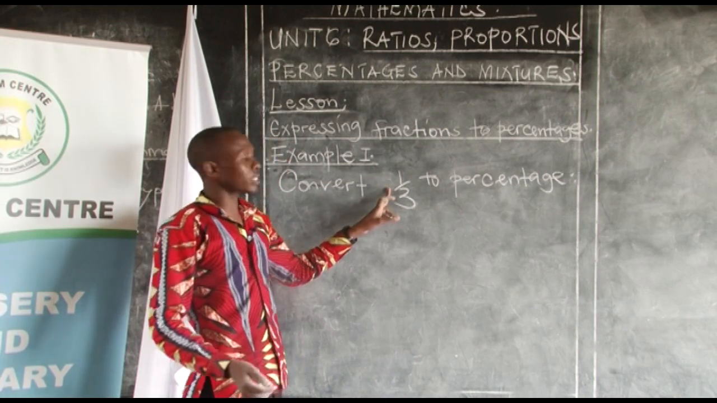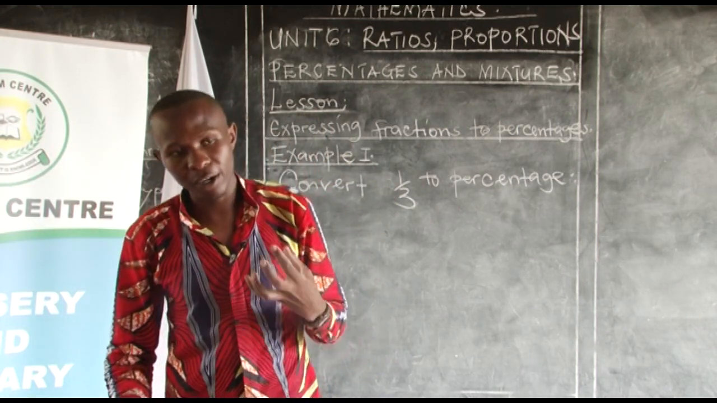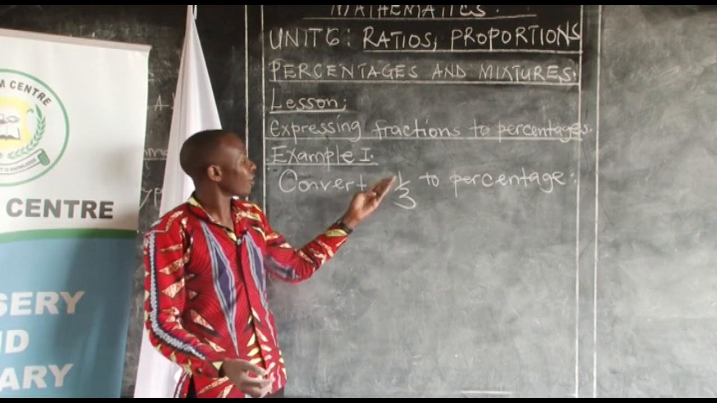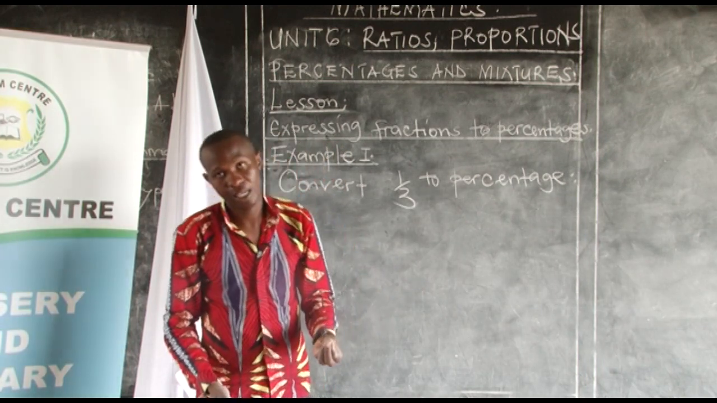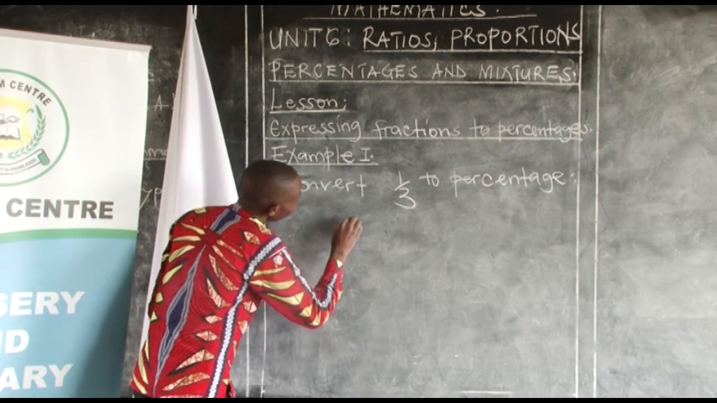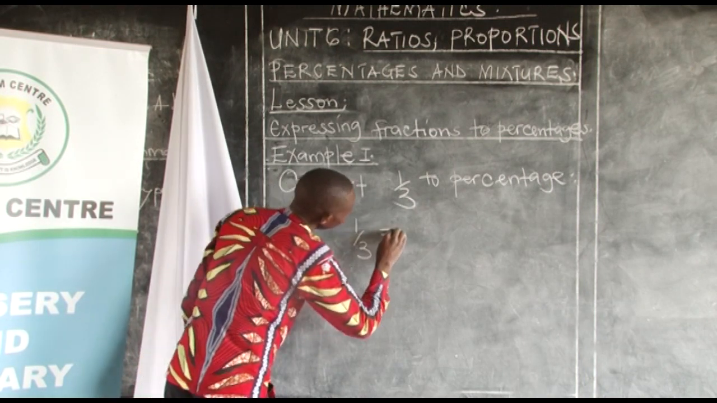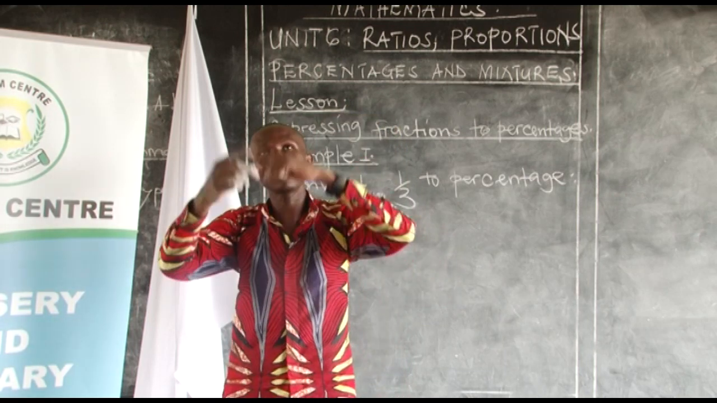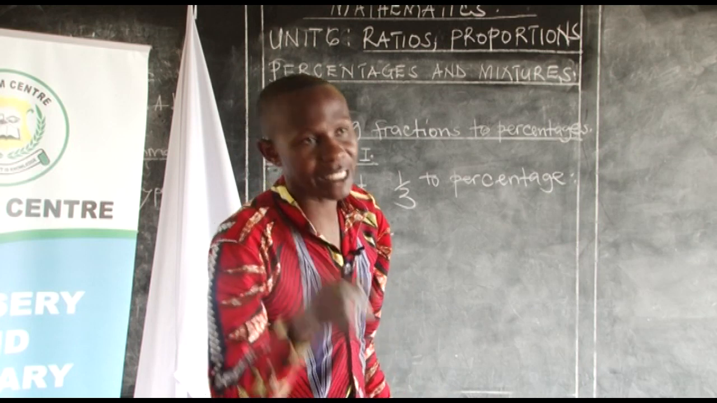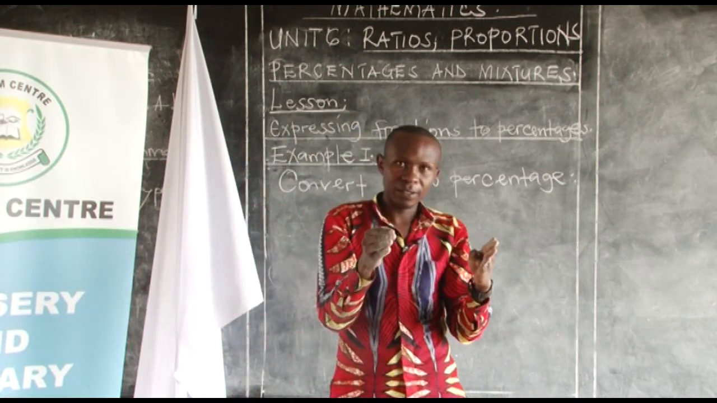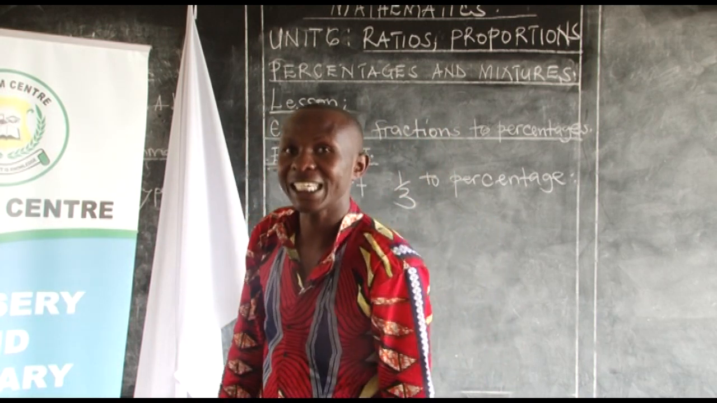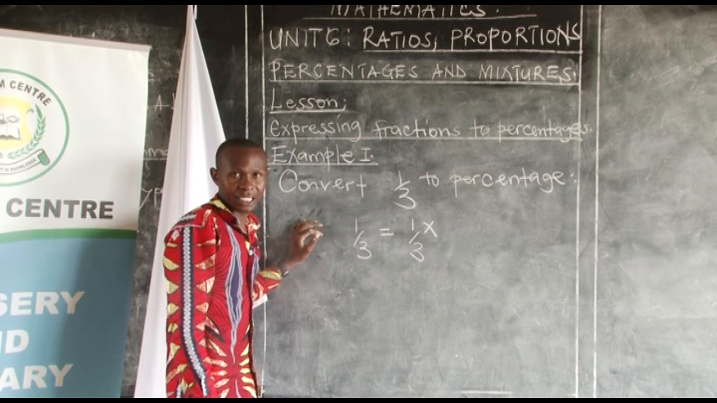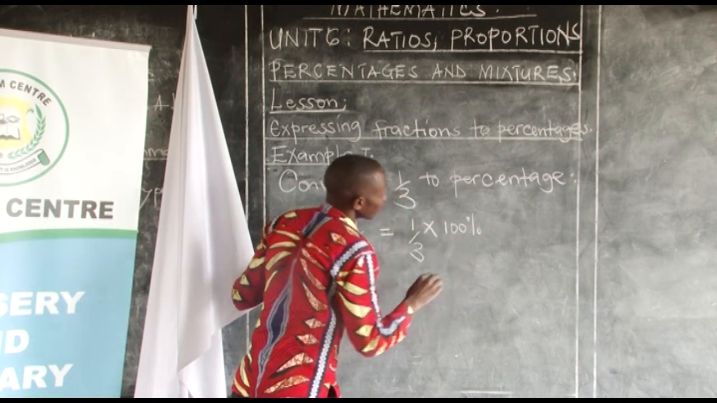We shall first consider the given fraction, which is 1/3, also known as 1 out of 3. If you are asked how to write this in words, it is simply one third. So I'll get my given fraction, 1 out of 3, which is equivalent to... How do we change fractions to percentages? Very simple. Put this in your minds. Whenever they give you a fraction and want you to convert it into a percentage, just get the given fraction times the original percentage. What is the original percentage? 100%. So I'll get 1 out of 3 times the original percentage, which is 100%.